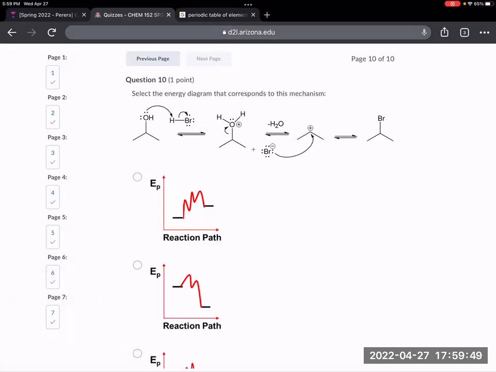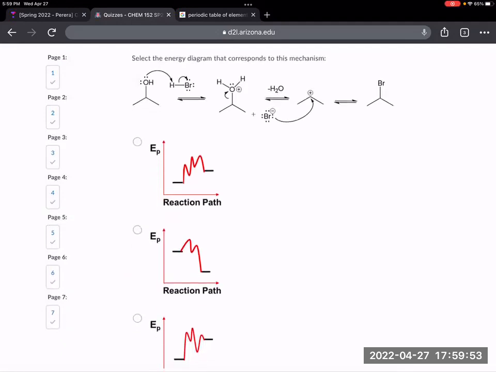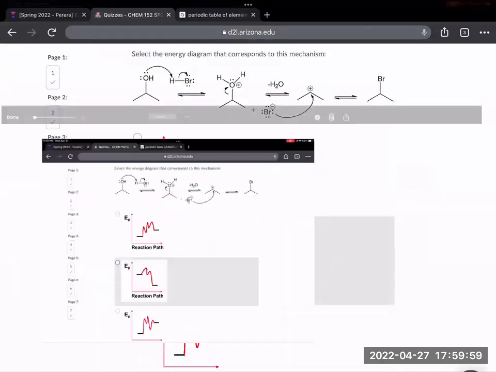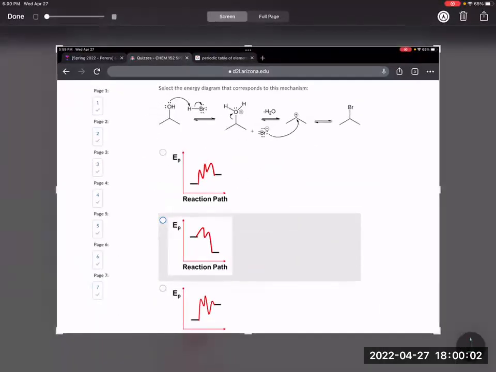Here's a mechanism. You're asked to determine the energy diagram for this. Let's see if we can get three energy diagrams somehow. Okay, let's give it a shot. Now, again, when it comes to an energy diagram, you need to know whether the overall reaction is exothermic or endothermic, and then you can analyze each step as well.